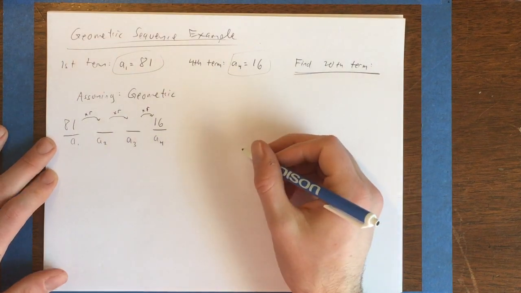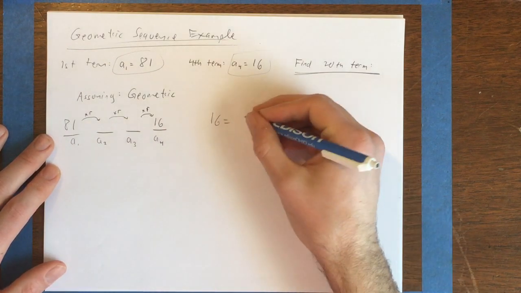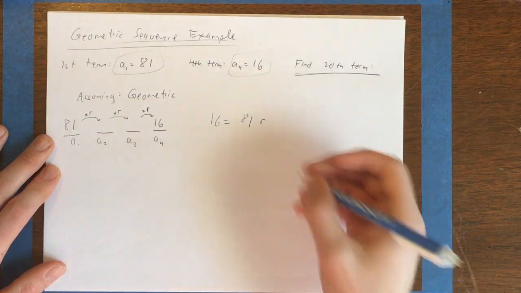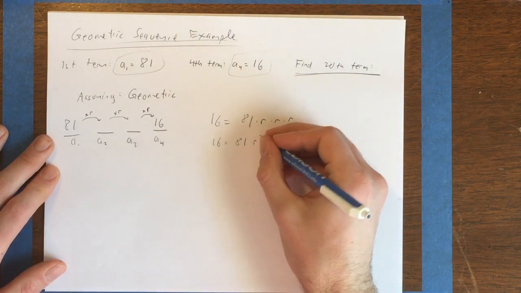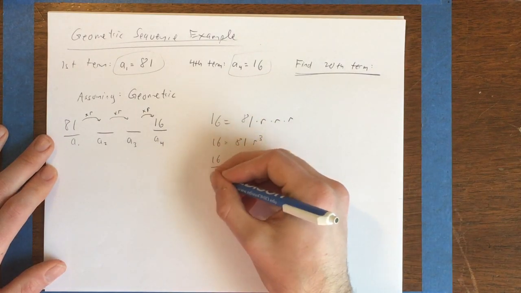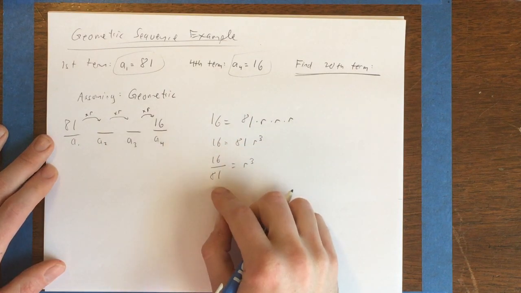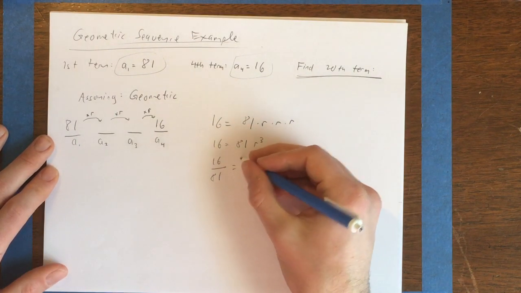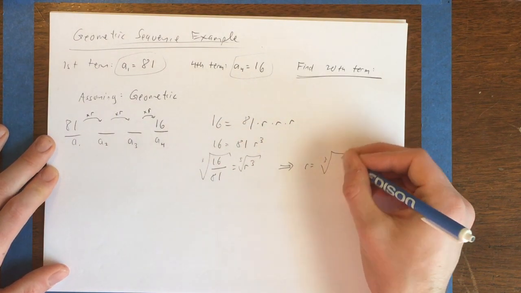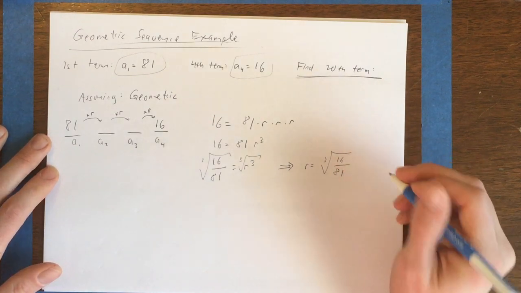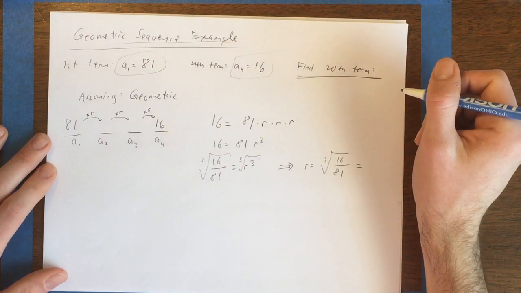So I can set up an equation for this. 16 should be the result of taking 81 and multiplying by r 3 times, times r, times r, times r. This means 16 is 81r cubed. So 16 over 81 should be r cubed. We take the division of 16 divided by 81, that's r cubed, and we can solve for r by taking the cube root of 16 over 81.